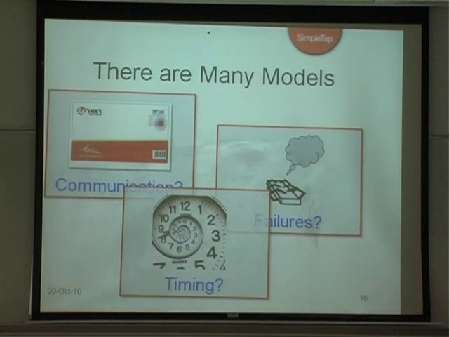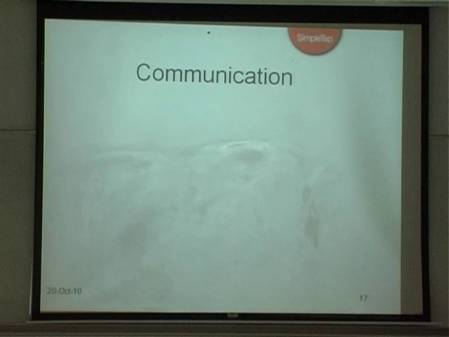And then finally, timing models are also very important. Do processes run at exactly the same speed? Do processes have no bounds on their relative speeds, or do they run at approximately the same speed? Again, these things will have a big effect on the kinds of results we can choose. So let's look at some of these possibilities.